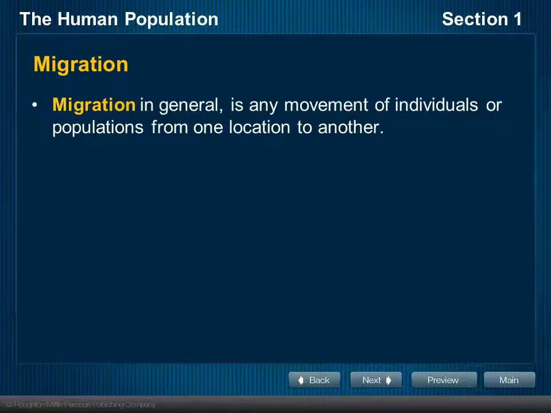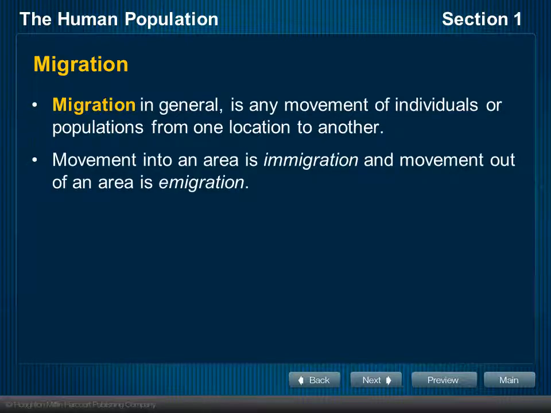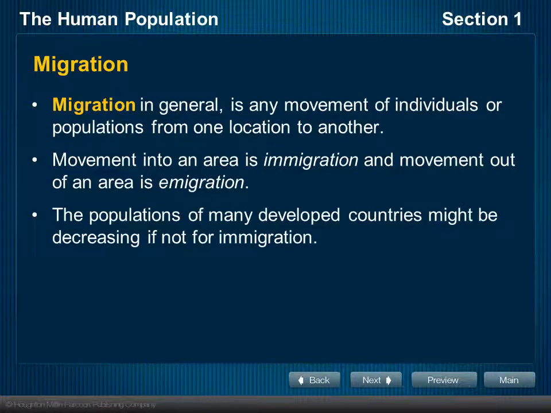And that brings us to the discussion about migration, which is any movement of individuals from one location to another. We actually divide migration down into two topics: immigration, which is movement into an area, and emigration, which is movement out of an area. And one of the things we recognize in the modern world is that many developed countries really should have seen a decrease and would have seen a decrease in their populations, except for the fact that they had a lot of immigration taking place. And this is true for America as much as it's true for many other developed nations.